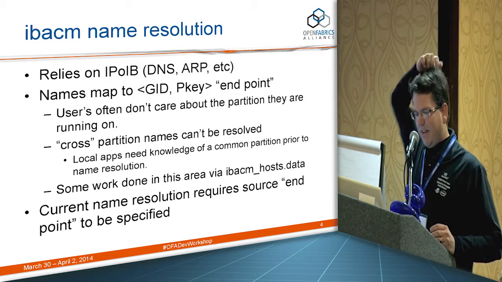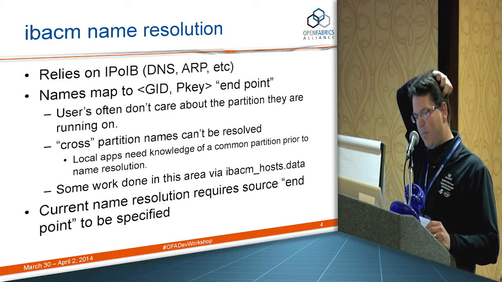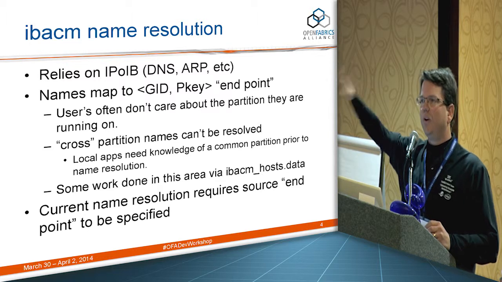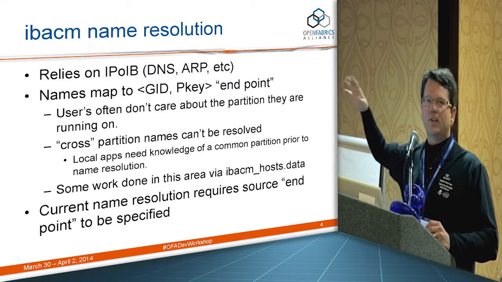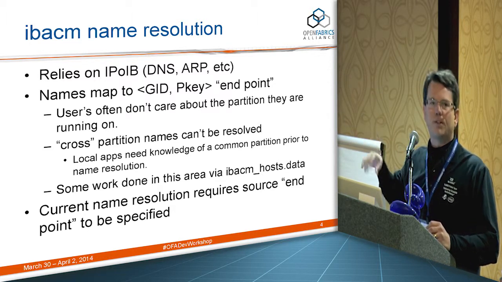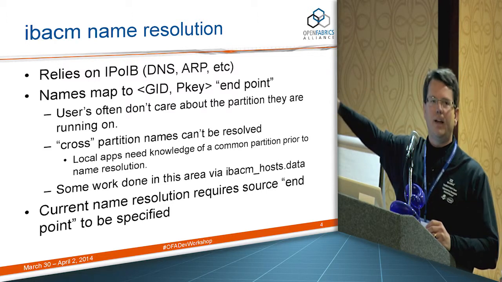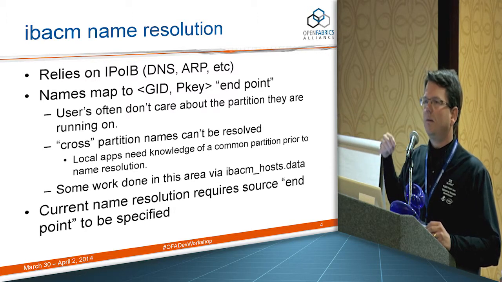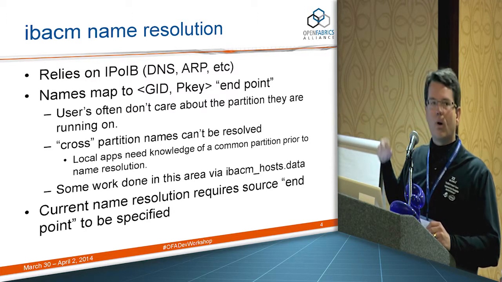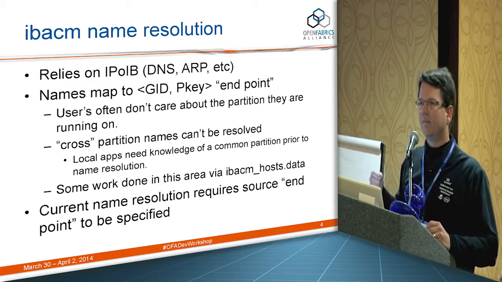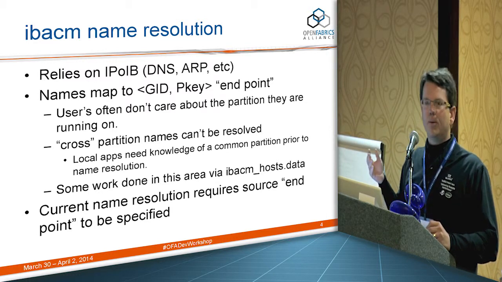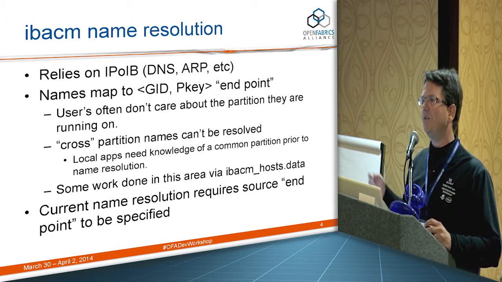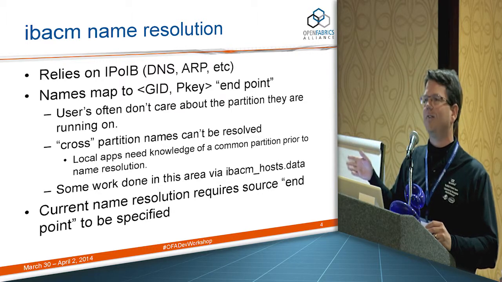When Hal saw this presentation, he said, what do you mean by cross-partition names? What I meant is, if I'm node A and I want to query node B, and node A and node B are in partition 1, but they're also in partition 2 and partition 3, the SA knows that they're in partition 1, and it should give the right path record for us to talk in partition 1, okay? But with IBACM, you have to know that you're both in partition 1 before you actually resolve the name, so that you know which partition to talk over.